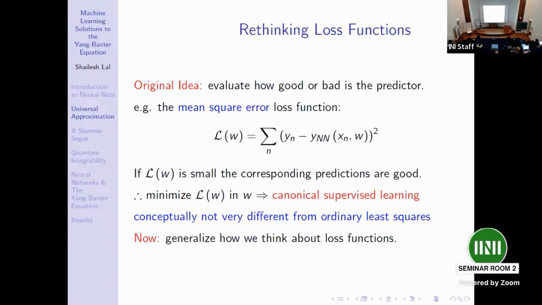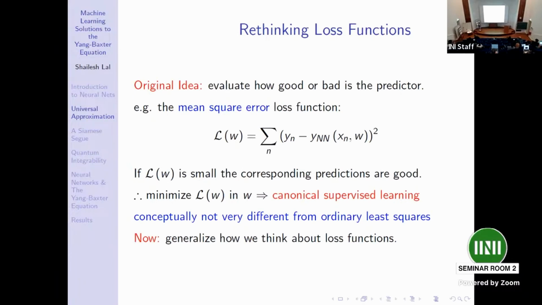And so here's the loss function. The original idea is that you need a metric for evaluating how good or bad a function is at predicting the answer. Right? For example, you might say, well, let me compute the mean square error, the mean square deviation between the actual answer and the predicted answer by the neural network, or really any predictor. And if this is small, then the corresponding predictions are good.